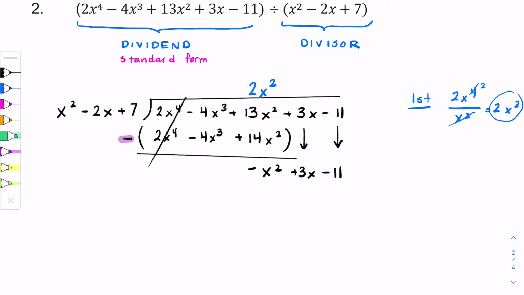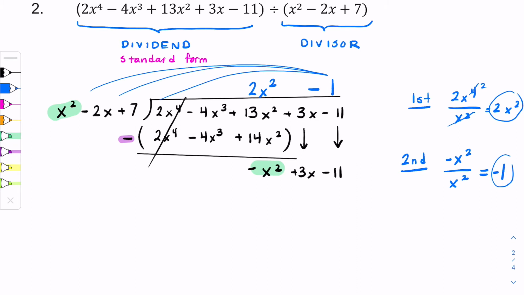We now have a new first term in what we call the dividend. The first term is negative x squared, and we're dividing this by the first term of the divisor, which is x squared. Negative x squared divided by x squared is negative 1. It's the next value in your quotient. You're going to multiply negative 1 by all terms in the divisor. Negative 1 times x squared is negative x squared. Negative 1 times negative 2x is positive 2x. And negative 1 times 7 is negative 7.